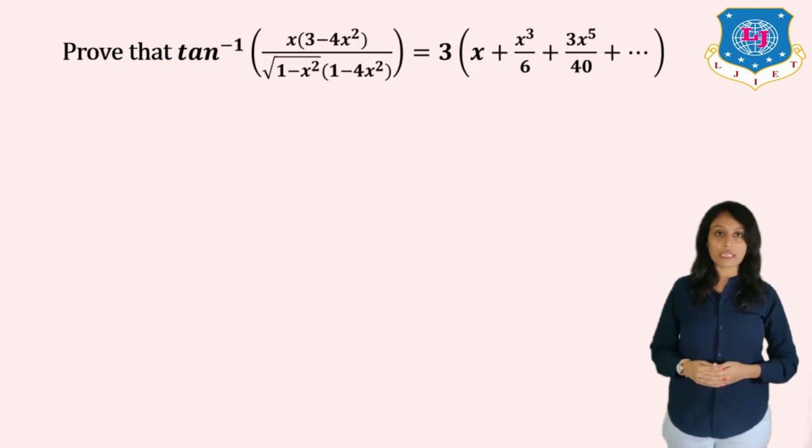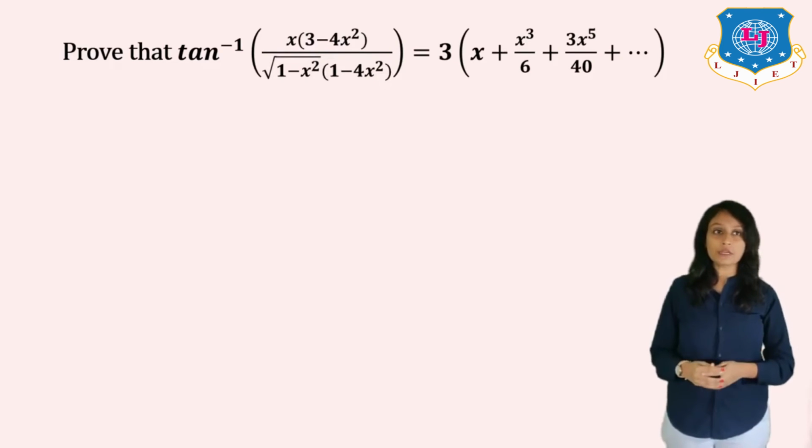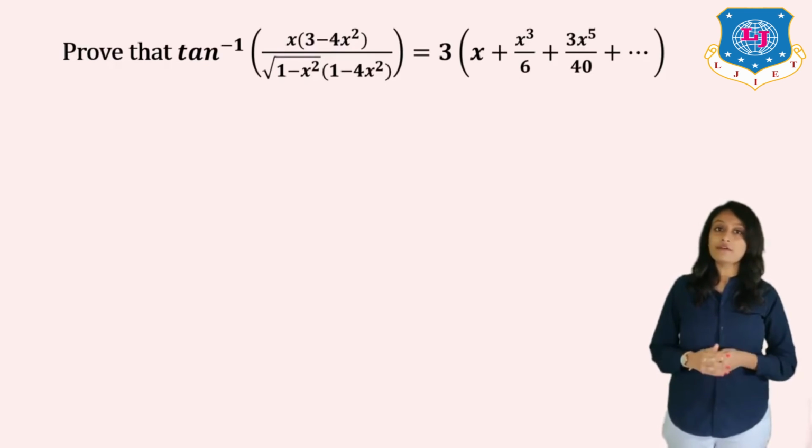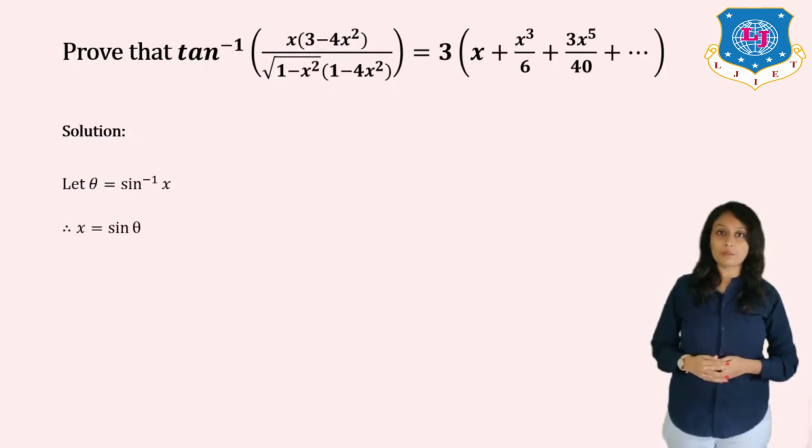Now let's see one more example. Prove that tan inverse of x minus 3x into 3 minus 4x square upon under root 1 minus x square into 1 minus 4x square is equal to 3 into x plus x cube upon 6 plus 3x raised to 5 upon 40 and so on. Again here we have to substitute for x, so we have to think about the formula. If we take x equal to sine theta and substitute in the left hand side, you will get some formula.